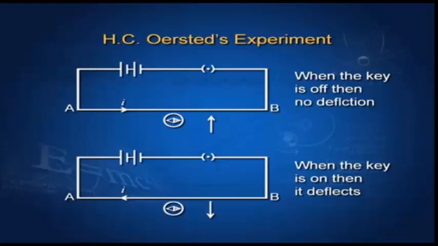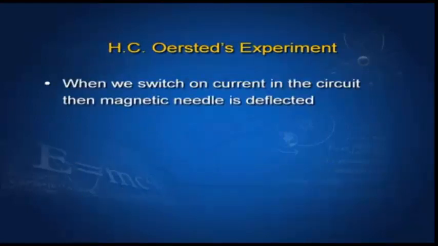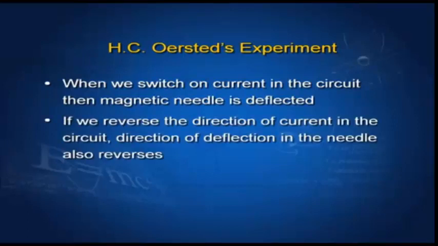There is a diagram which shows the direction of current and a magnetic needle kept close to it. When we switch on the current in the circuit, the magnetic needle is deflected. If we reverse the direction of current in the circuit, the direction of deflection in the needle also reverses.